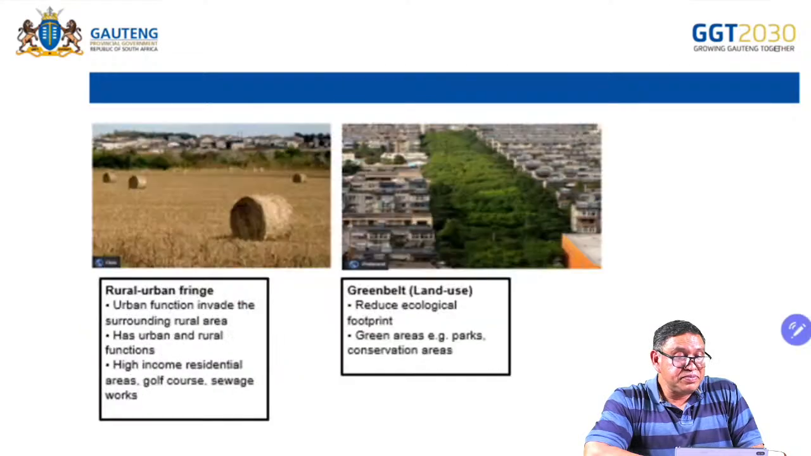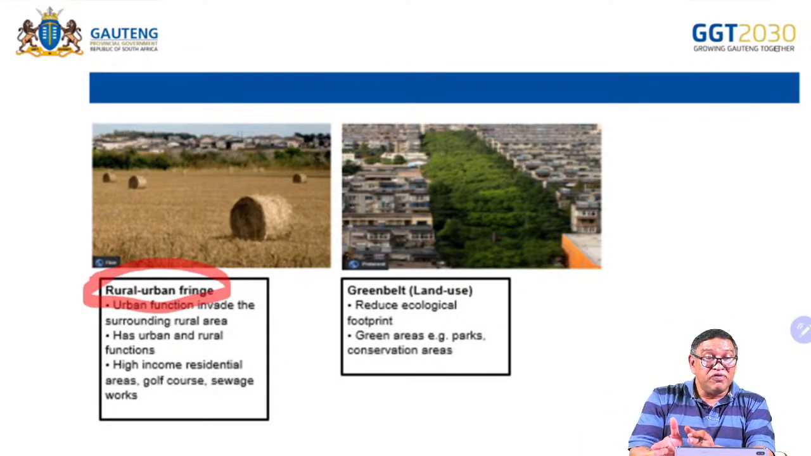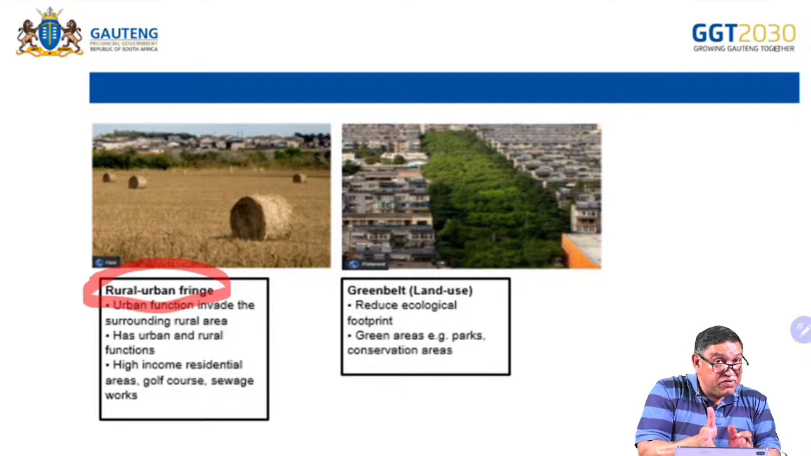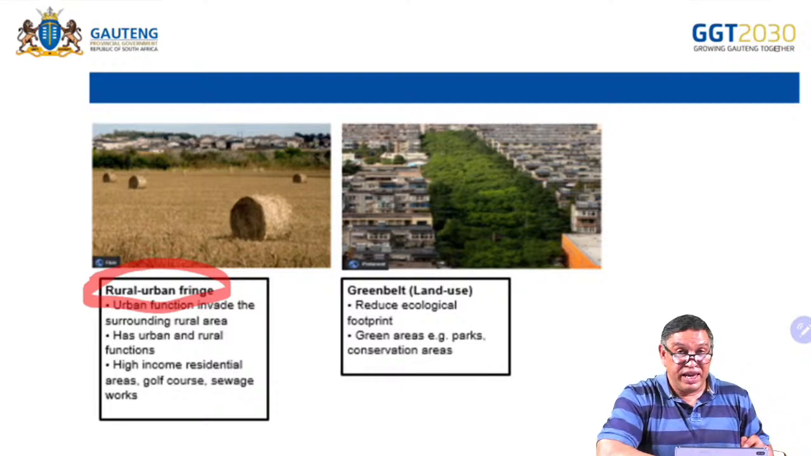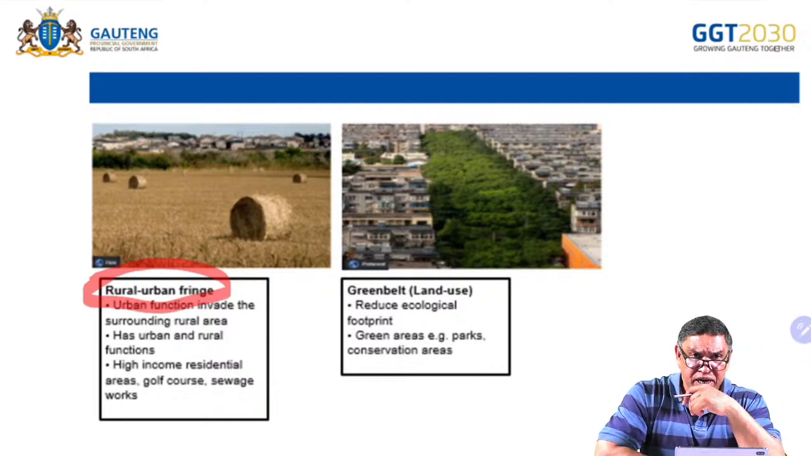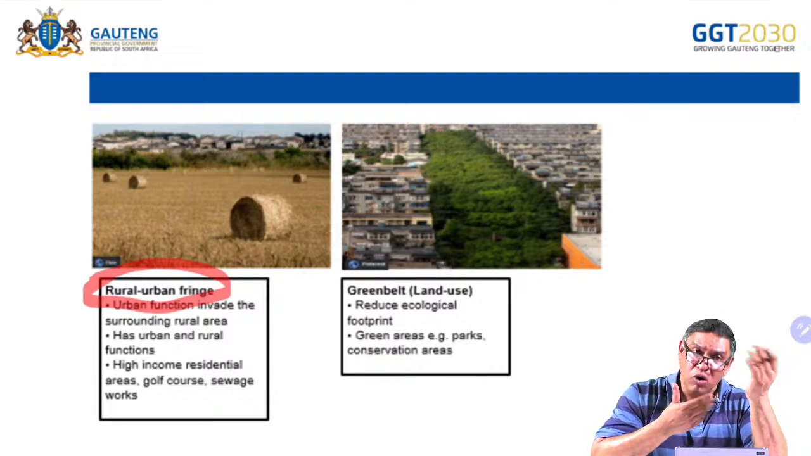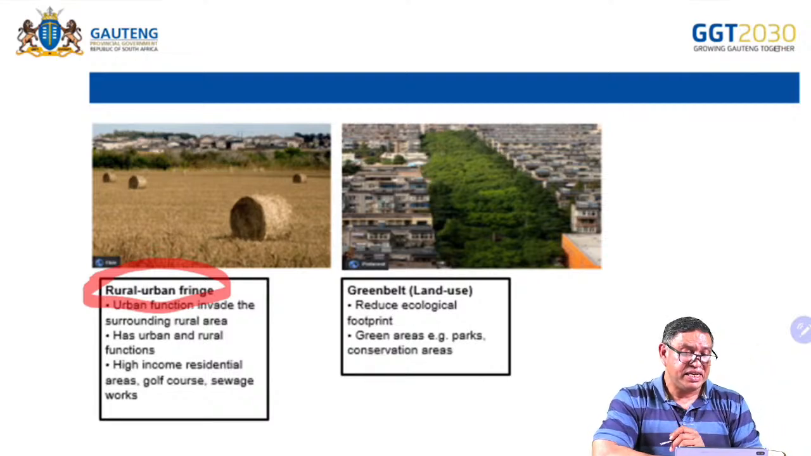Okay, then we have the rural urban fringe, where urban functions go into the rural areas. And that is things like your airport, your sewage works, things that are not suitable for the urban area, your golf course, where they need silence. Sometimes your gated estates will go there for the aesthetic appeal, etc.